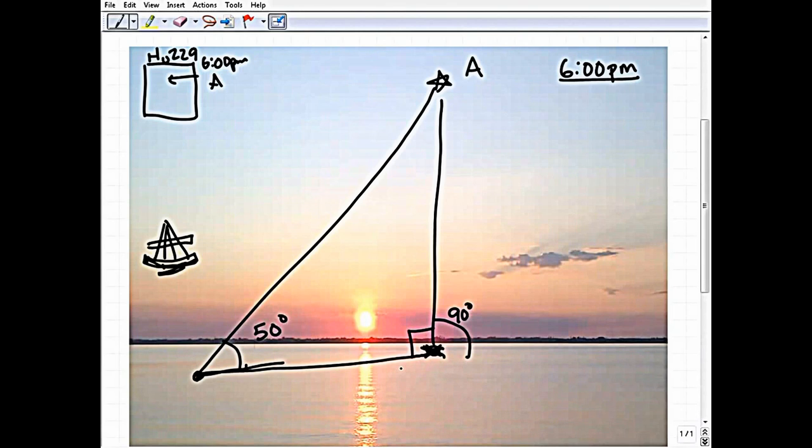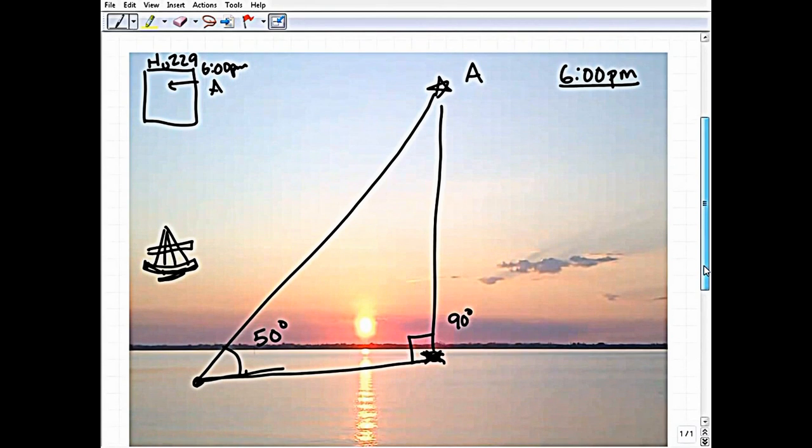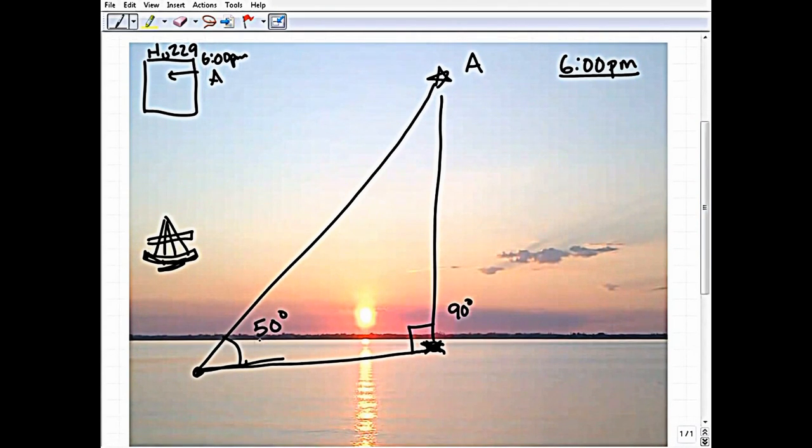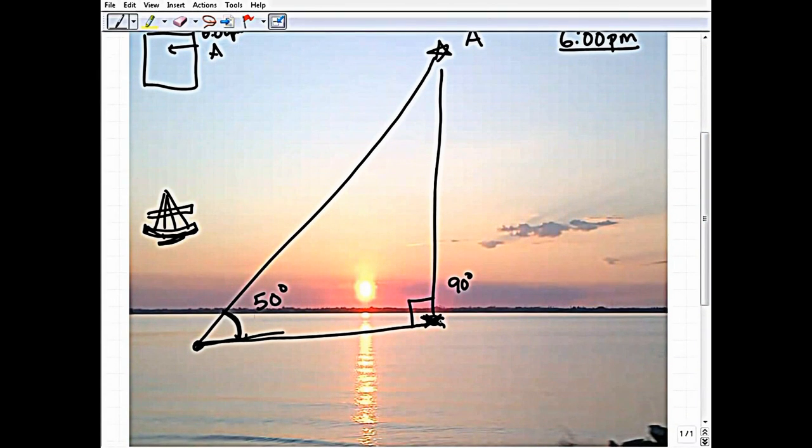I'm not going to get into the math because that's not the purpose of this video. But essentially, what the book is able to do is say, listen, if you're seeing star A at 50 degrees and not at 90 degrees, the only way you can do that is if you are a certain distance away from its location at 6 p.m. It's basically going to build us a little circle here. So let's just make a number up. Let's say in order to see star A at 50 degrees at 6 p.m.